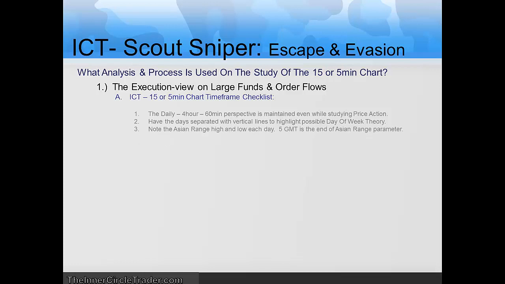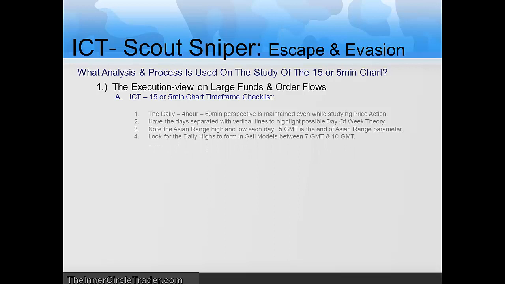Note the Asian range high and low each day. 5 GMT is the end of the Asian range parameter. So what happens after 5 GMT, which is essentially 12 midnight New York time, my time, that's where I classify the new day. Now, one could argue, like I mentioned in the video course, that the new day starts in Wellington, and I'll leave that up to you to decide. But for now, if you want to look at the market the way I'm looking at the market, I consider midnight the new day, and what happens after that price point is many times more valuable than what takes place prior to that.